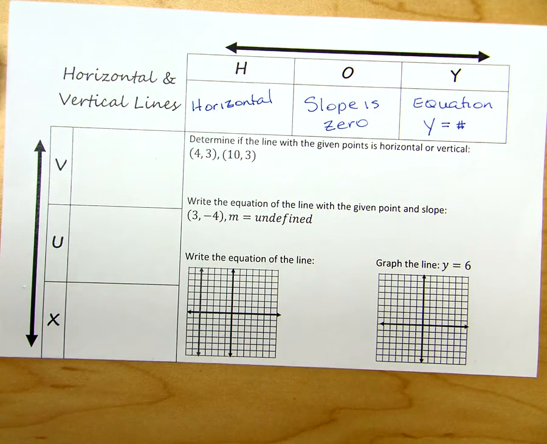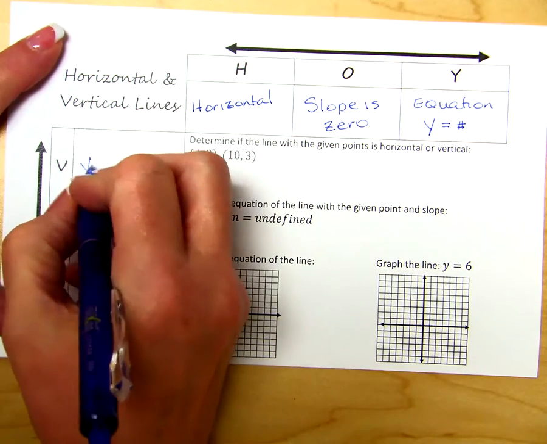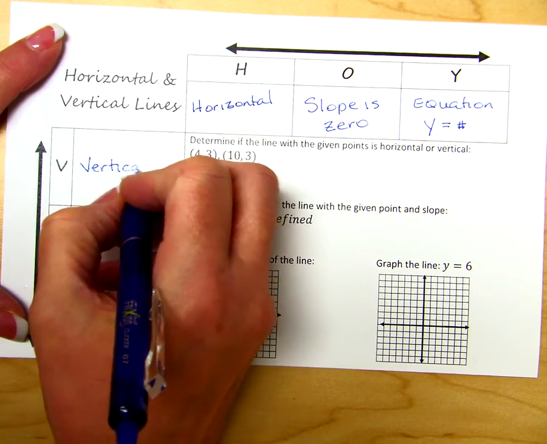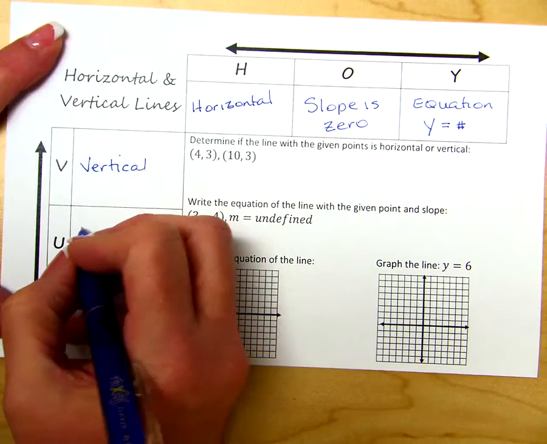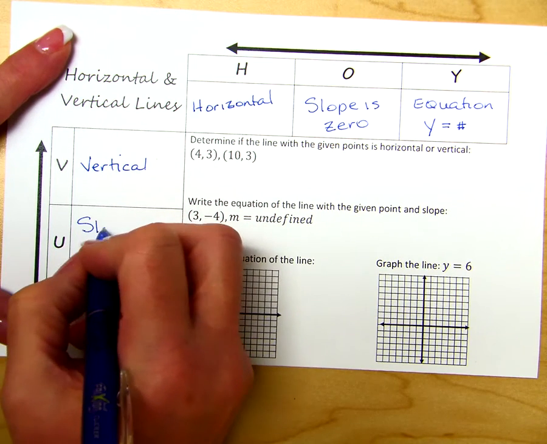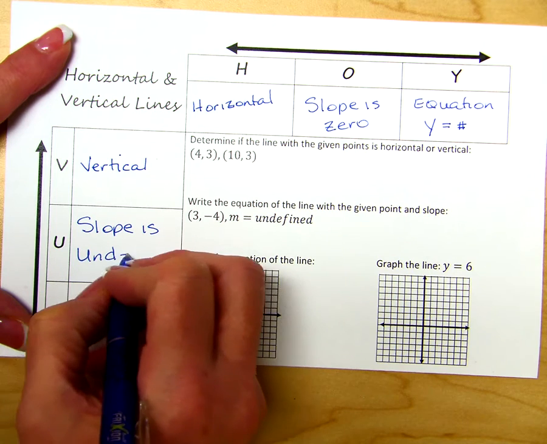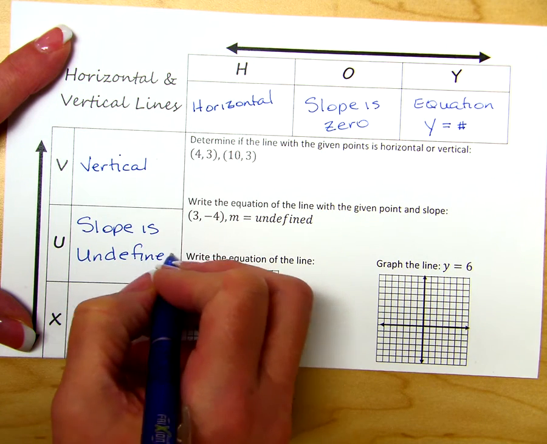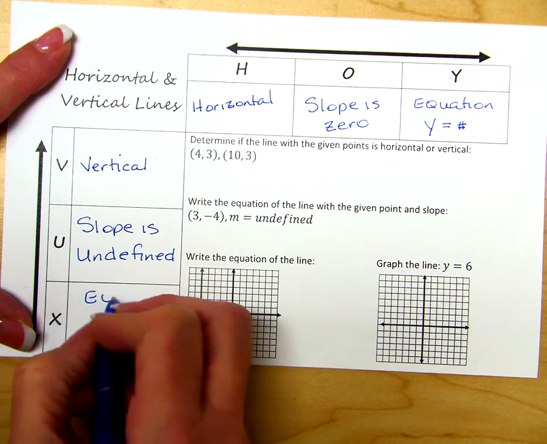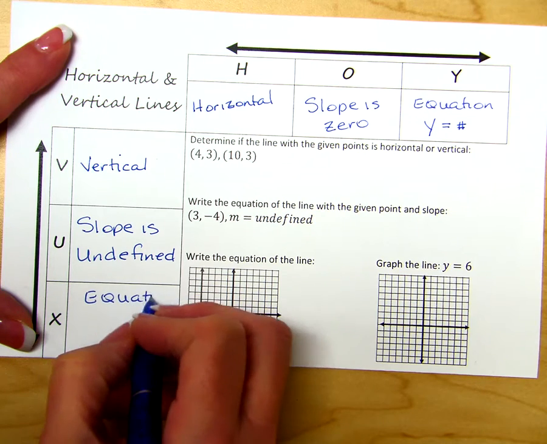Then we have the VUX. V, of course, would be vertical. So vertical lines have a slope that is undefined, and their equation is always of the form x equals some number.